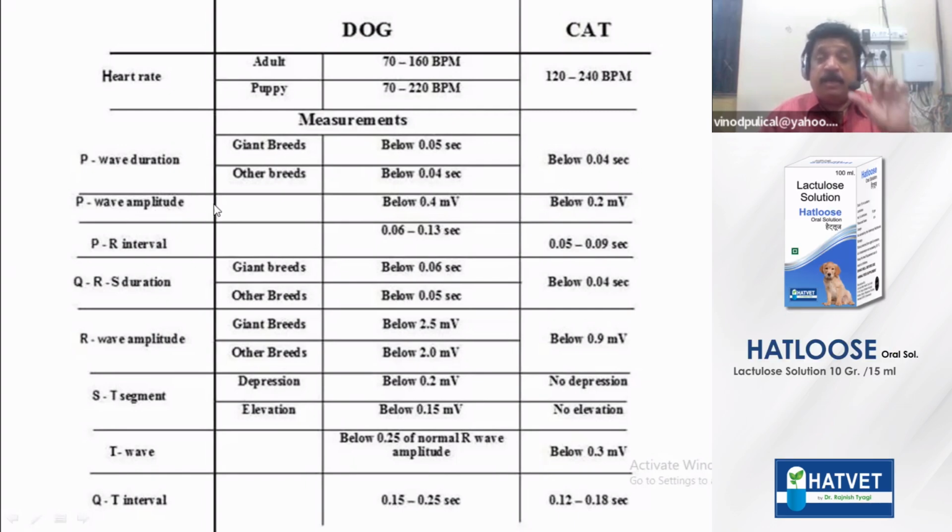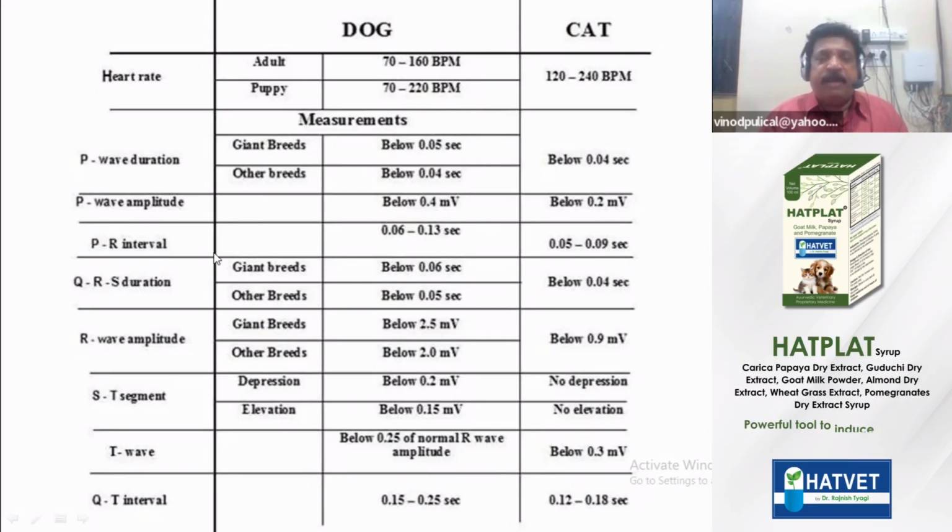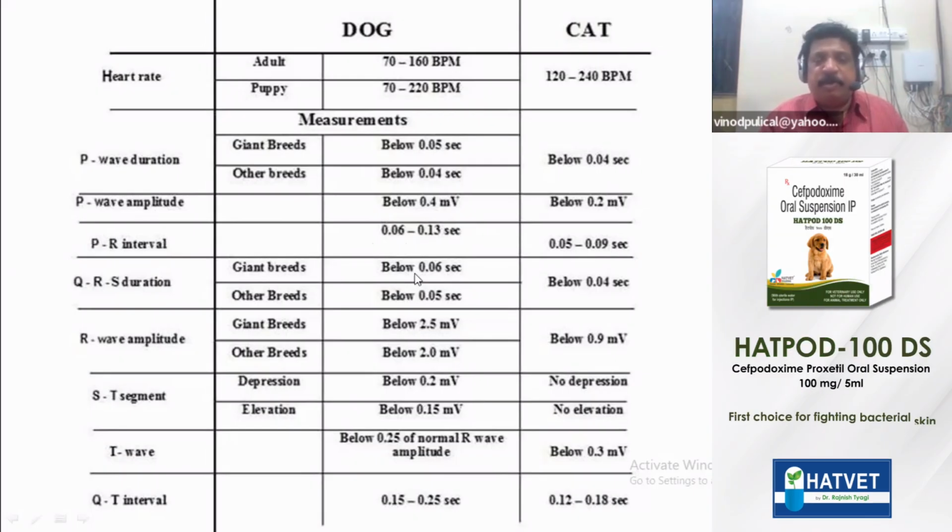P-wave amplitude is always expressed in millivolt. Normally it should be below 0.4 millivolt, and in the cat below 0.2 millivolt. The PR interval is on the x-axis. Normally it should be 0.06 to 0.13 seconds in the dog. The QRS duration in giant breeds should be below 0.06 seconds. It is on the x-axis. In other breeds, it should be below 0.05 seconds.